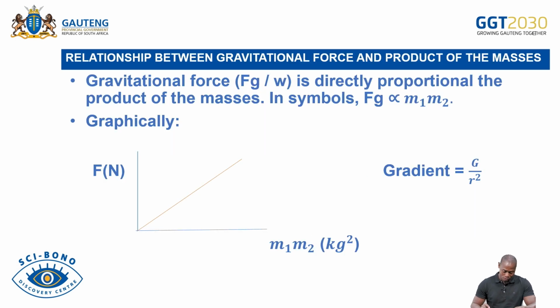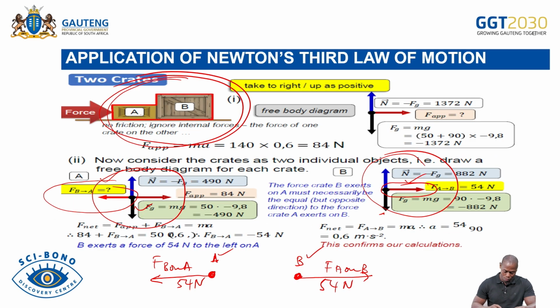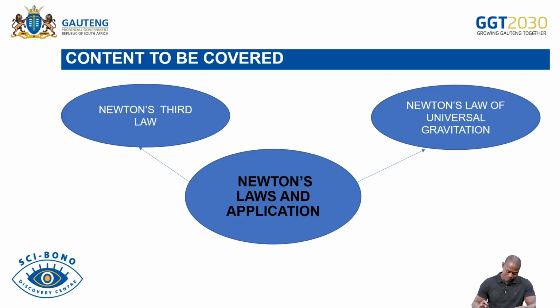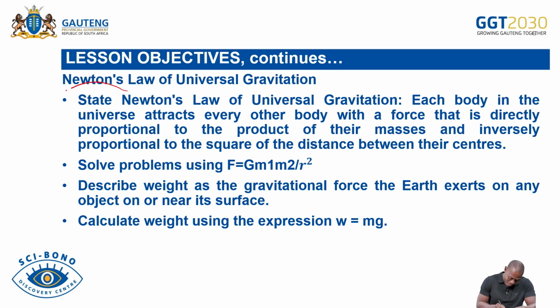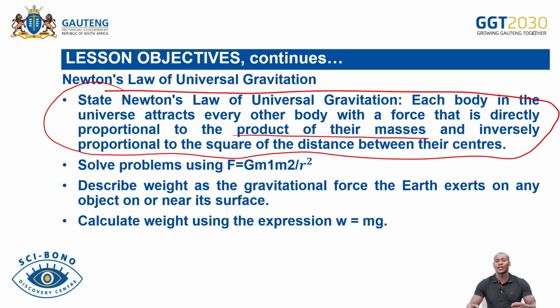So here, when it comes to our examination guidelines, allow me to go back. No? When it comes to our examination guideline, this is how we have to state Newton's law of universal gravitation in words. Each body in the universe attracts every other body with a force that is directly proportional to the product of their masses. It's not just the product, but it's the product of their masses, and inversely proportional to the square of distance between their centers.